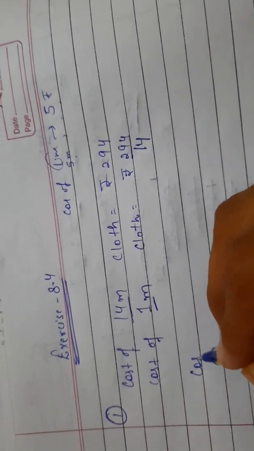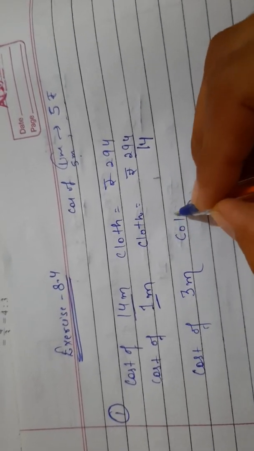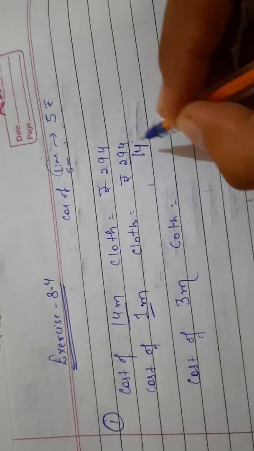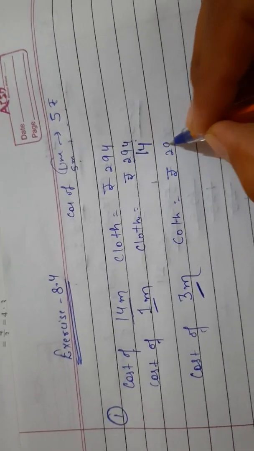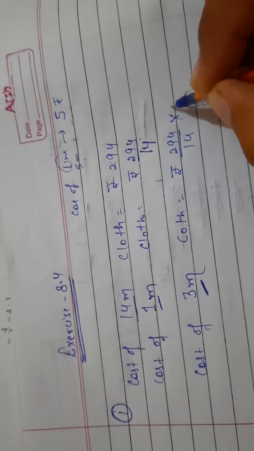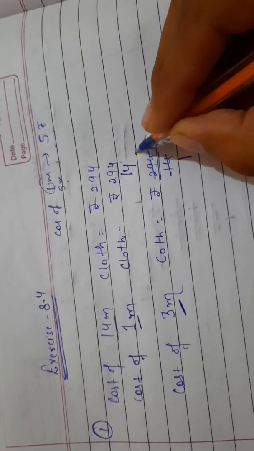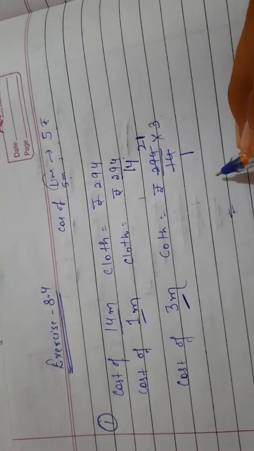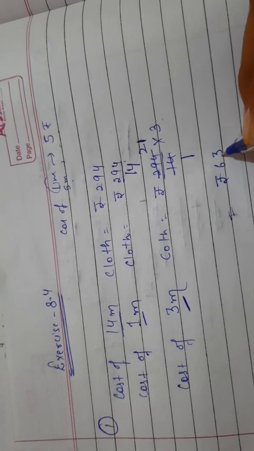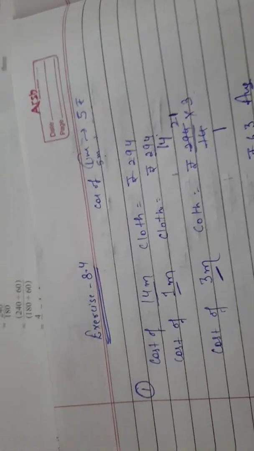But they ask to find the cost of 3 meters of cloth. This is the cost of 1 meter, we have to find 3 meters. So 294 by 14 into 3. Now you can do the cutting: 14 ones are 14, 14 twos are 28, 14 ones are 14, 21 threes are 63. Rupees 63 is the answer. Clear to all? Questions like this are done this way in this exercise.